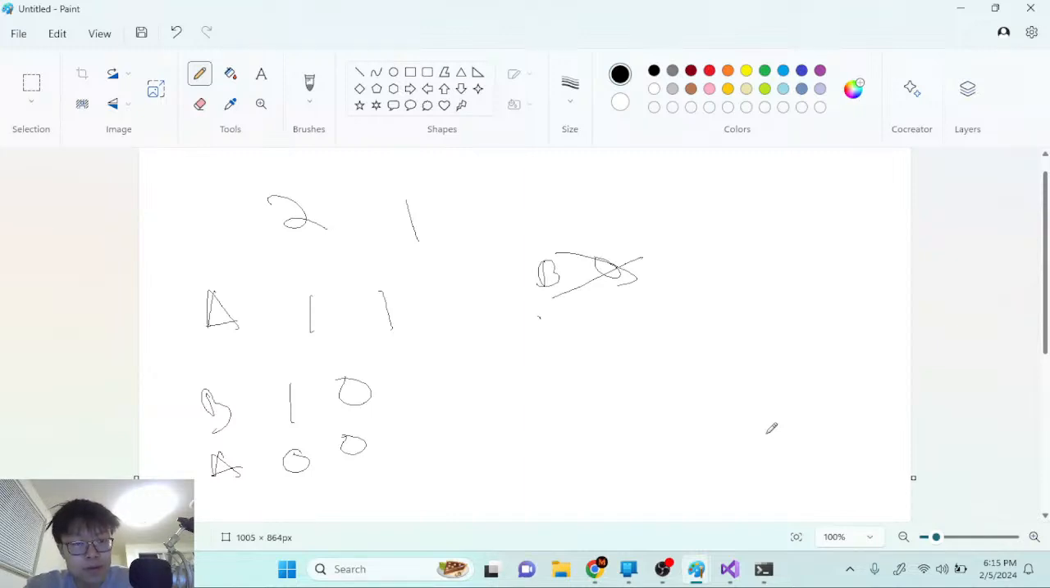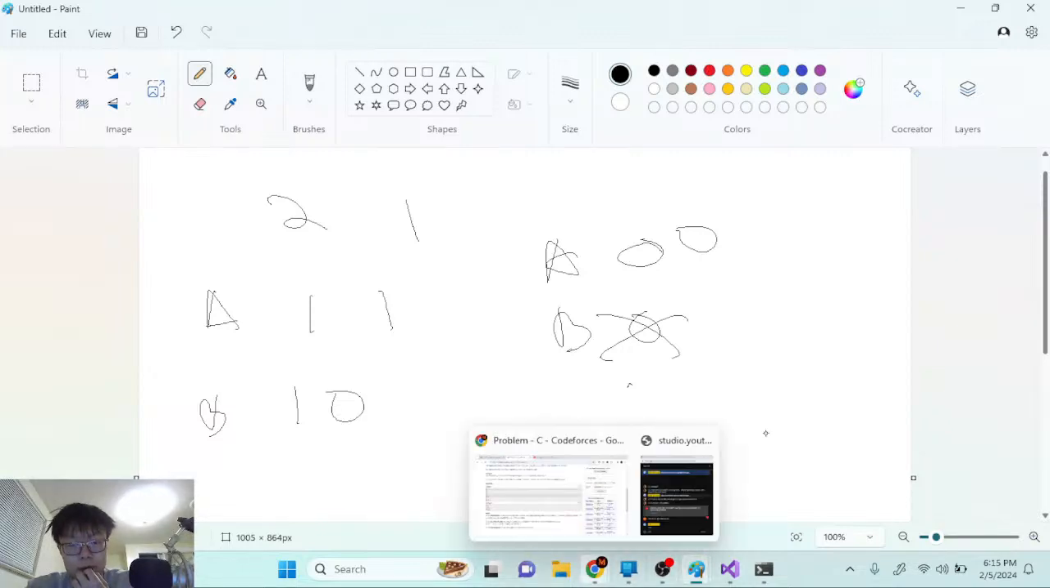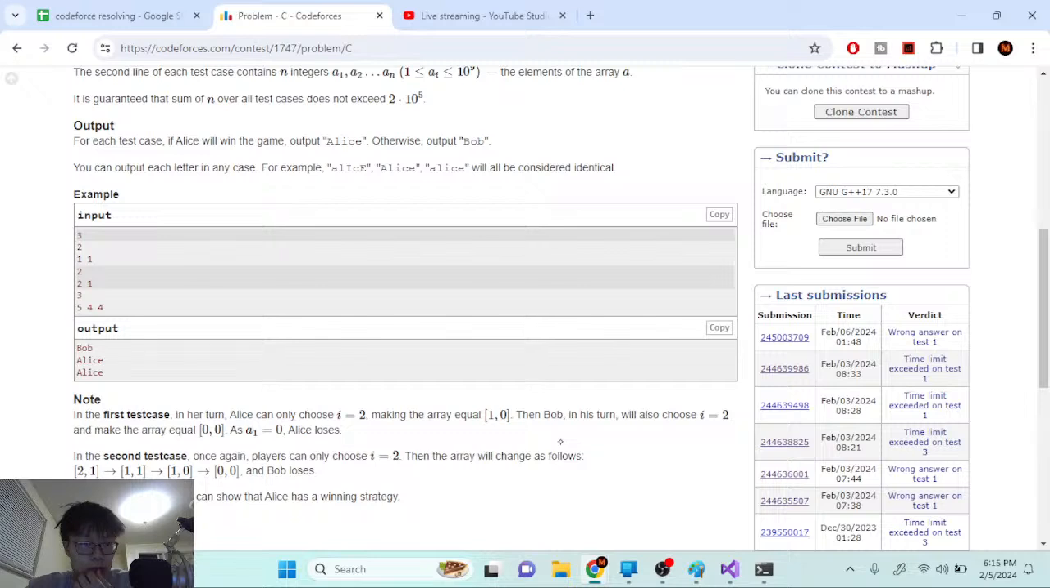Alice's turn, minus 1, 1, 1, 1. Bob's turn, minus 1. This should be 0. I did this wrong. This should be 0, minus 1, 1, 0. Alice's turn, minus 1, 0, 0. Bob's turn hits 0. Bob loses. Alice... What? Wait. Bob's supposed to win here.